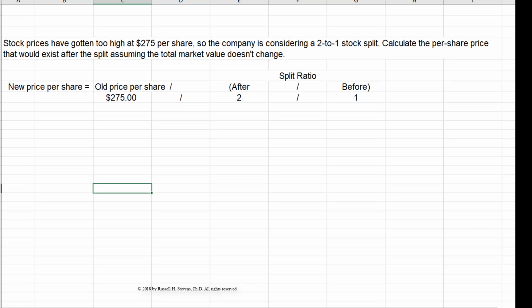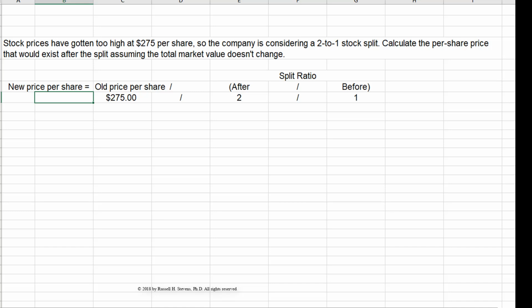The final screen on this video shows how to calculate the price of a stock after a stock split. The old price and the stock split ratio are already filled in. The only thing that needs to be done here is entering the formula. It should be noted that by plugging an old price and the stock split ratio into this framework, any split can be calculated.